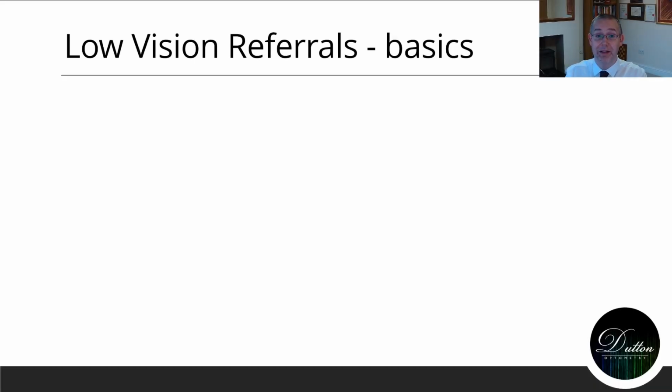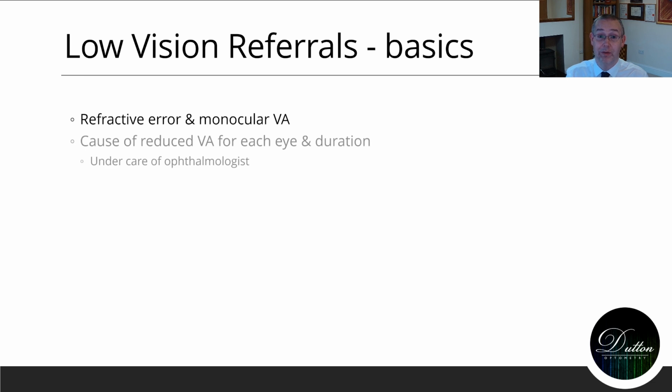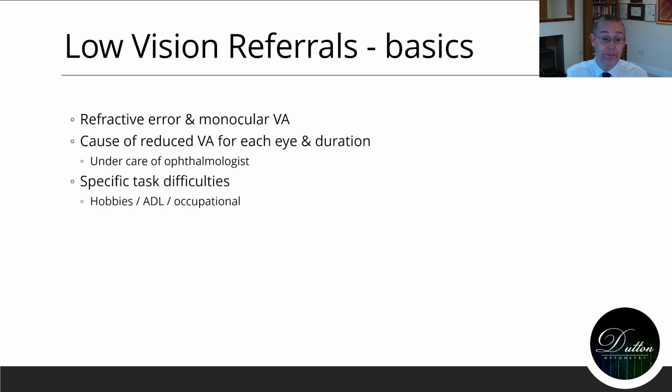Let's start off with the basics. You want, as usual, refractive error and monocular VA. It's helpful to list the cause of the reduced VA in each eye and how long it's been like that for. Is this a new problem, or is it something that somebody's had for many years? Are they currently under the care of an ophthalmologist? Are they having difficulties with specific tasks? Is it an occupational problem? Is it activities of daily living?